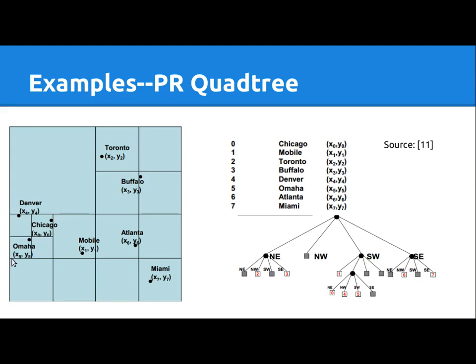Okay, so in the southwest, the northeast section knows that since there's more than one point, they chop it up again, and then you have your 4 different towns or cities that are in that section. Great.